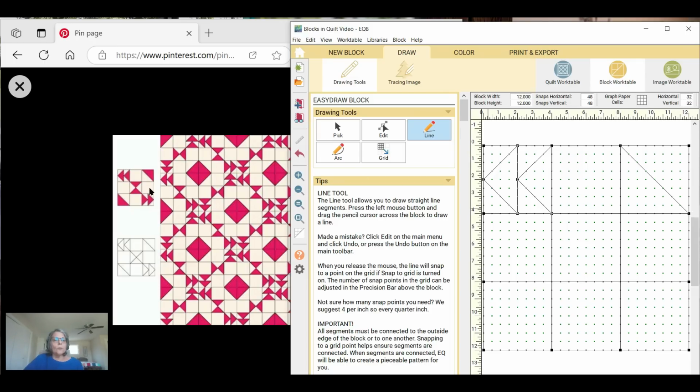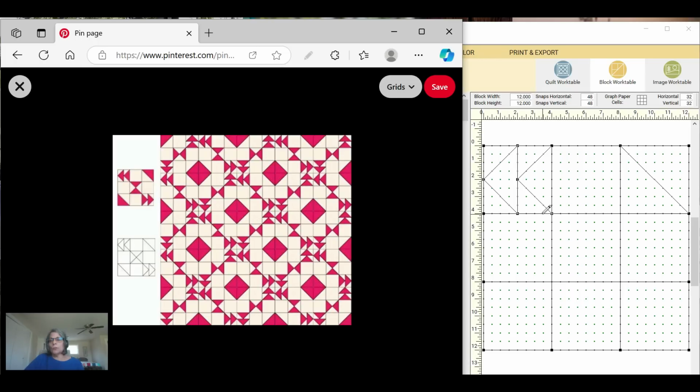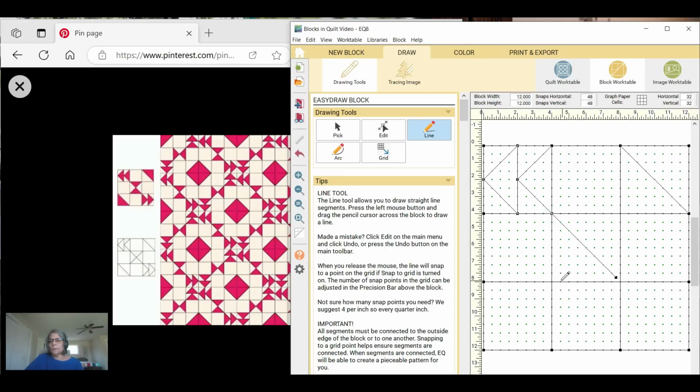Now let's go down here. We have a square, a quarter square triangle, and another square. So we'll put our quarter square triangle in the square, and then here's another half square triangle, and then 2 more flying geese in this corner.